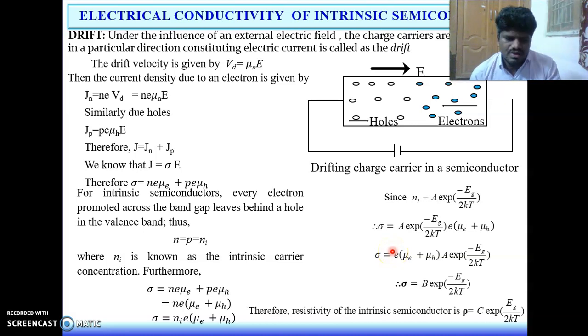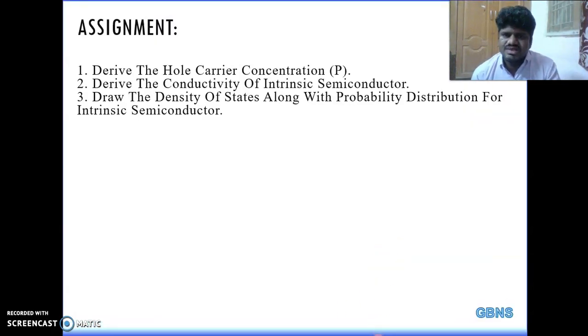Okay. So in this session we have discussed the intrinsic semiconductor, types of semiconductors, density of holes, density of electrons, derivations, and also the electrical conductivity of the intrinsic semiconductor. Students, please take these three as an assignment for your better understanding.